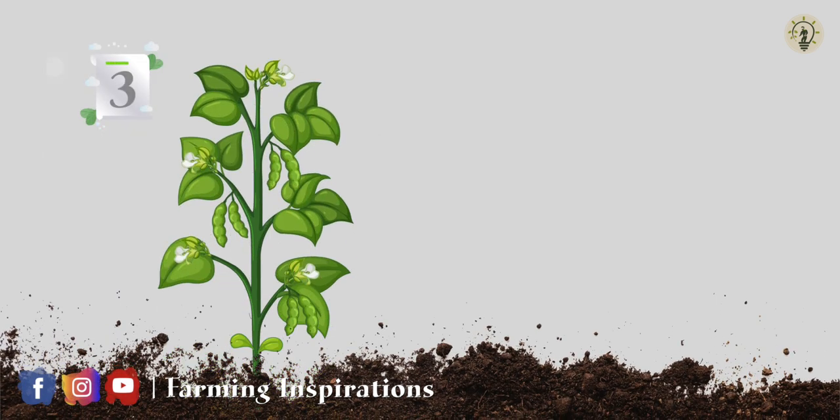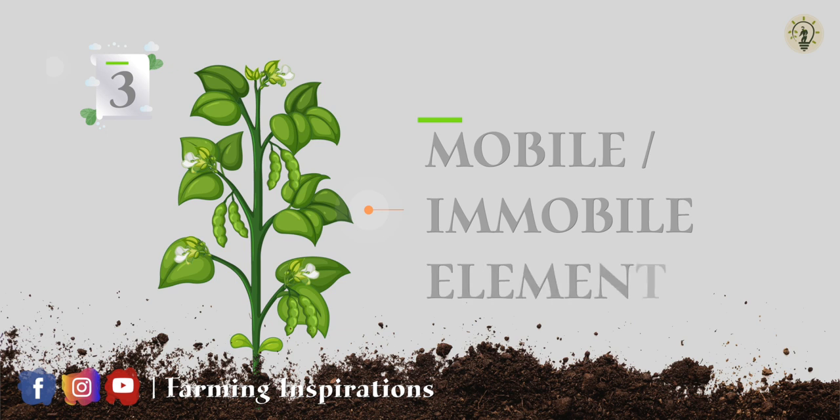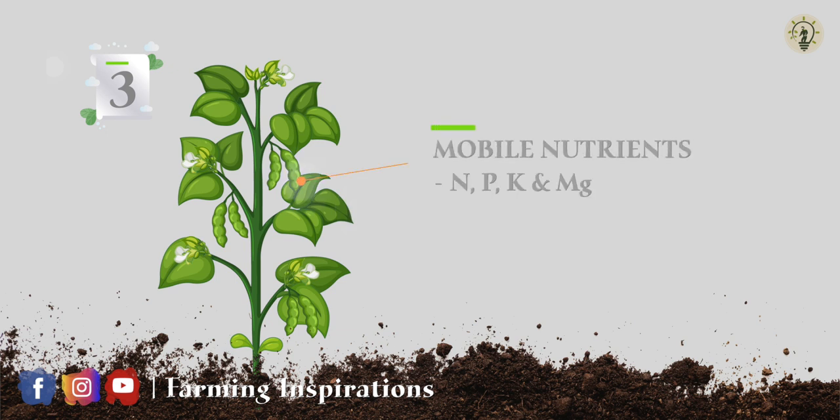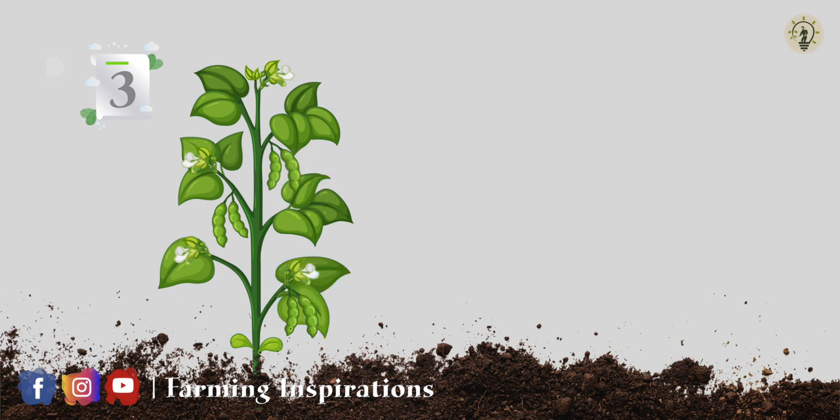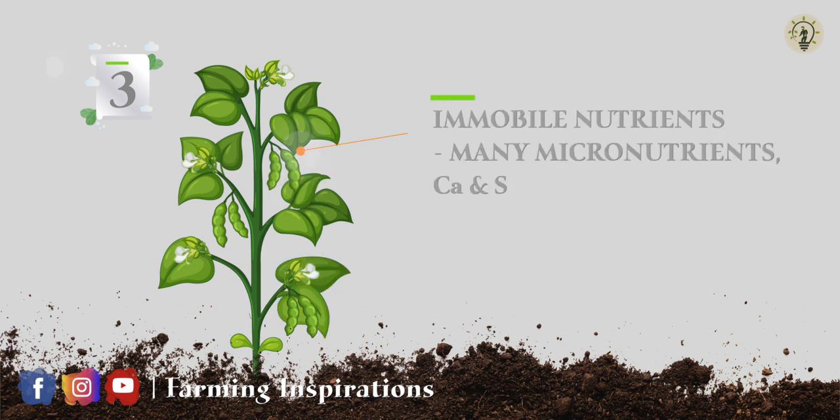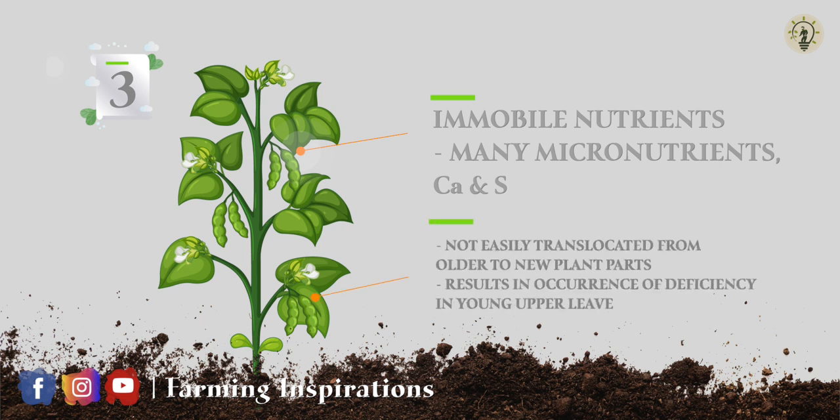Plant nutrients can be classified as mobile or immobile, which depends upon the mobility within the plant. Mobile nutrients such as nitrogen, phosphorus, potassium, and magnesium can be translocated from the older leaves to the developing plant pods, and hence deficiency symptoms tend to show on older lower leaves. On the other hand, immobile nutrients, many micronutrients, calcium and sulfur, are not easily translocated within the plants, and deficiency symptoms occur in young upper leaves.